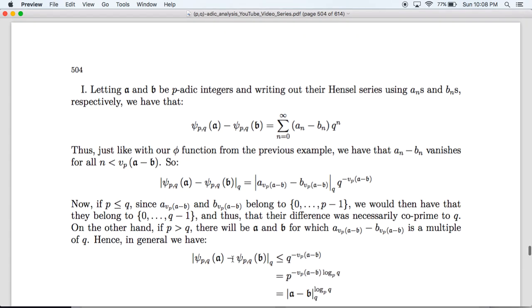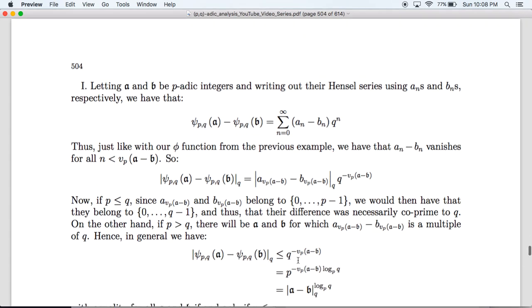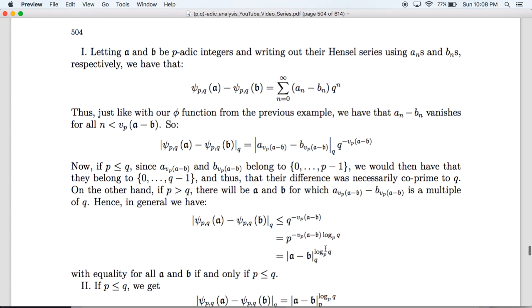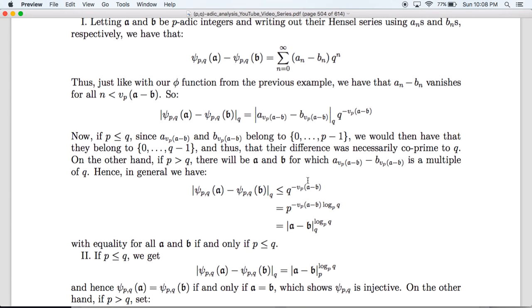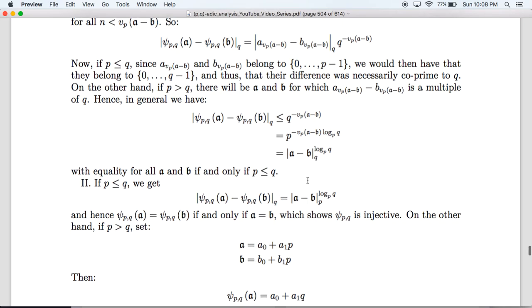And so in general, we only have an inequality, and then we change from p to q using logarithms. But if it's the case where p is less than or equal to q, we get an equality, and so we have what we want. So now for injectivity and surjectivity, if p is less than or equal to q, the equality here then shows our injectivity.